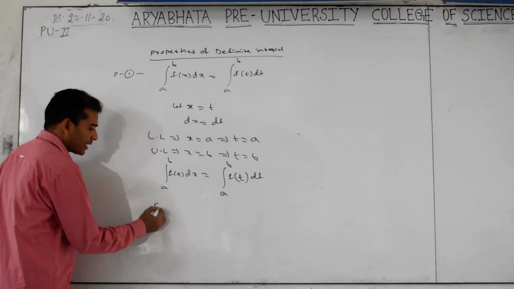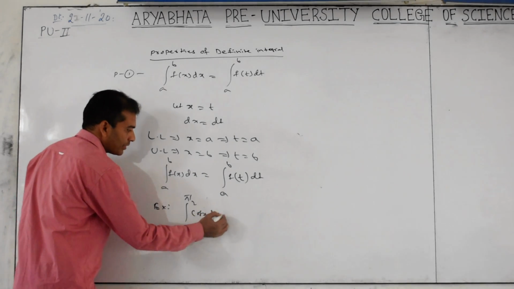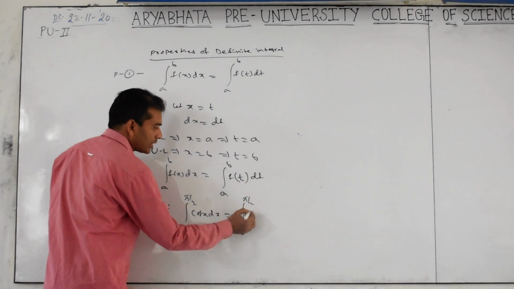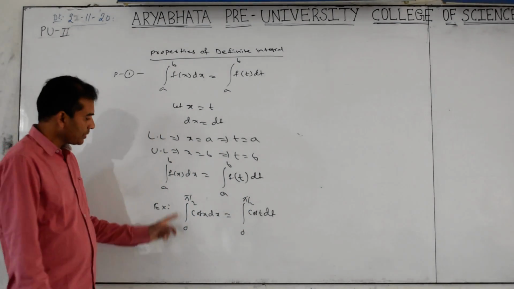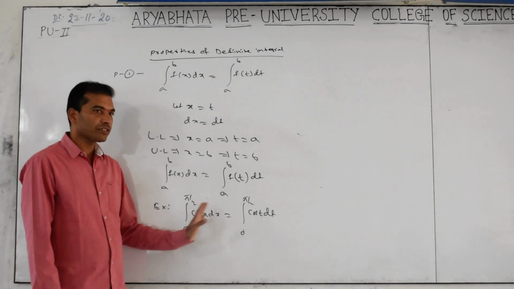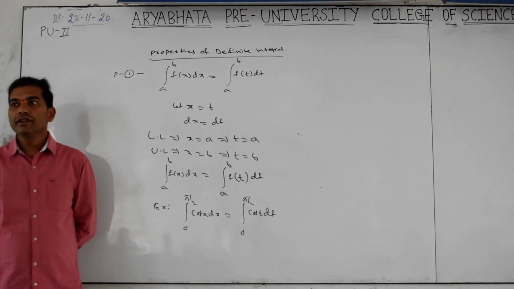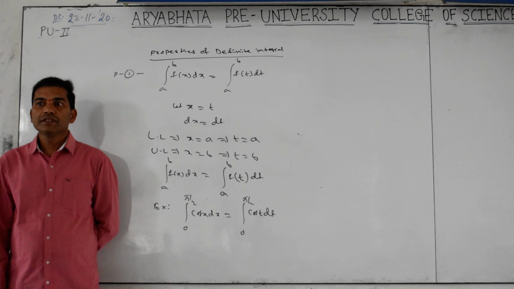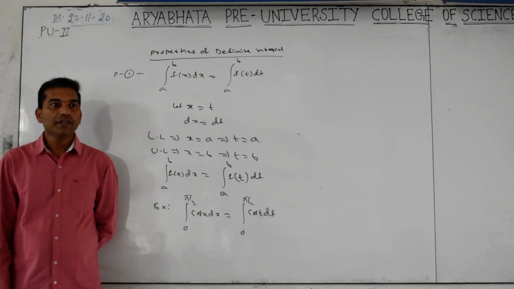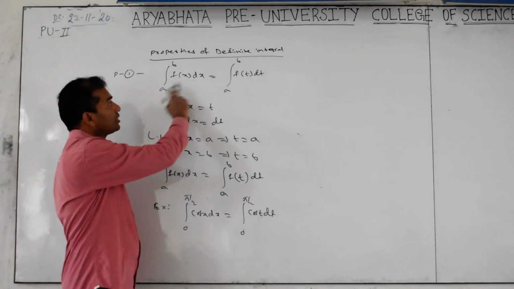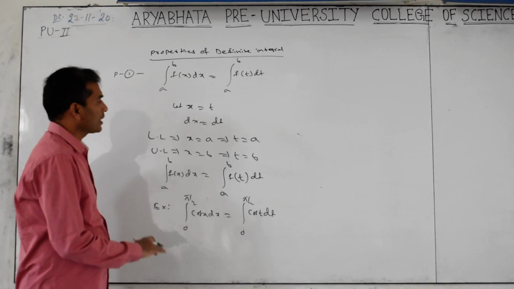Example: integration of 0 to pi by 2 cos x dx equals integration of 0 to pi by 2 cos t dt. Both are same. Limits should be same, only the variable is changed, and the answer will be the same. So this is by using this property. What is the property? The first property is, if you change the variable, there is no difference. The values remain same. This is the first property.